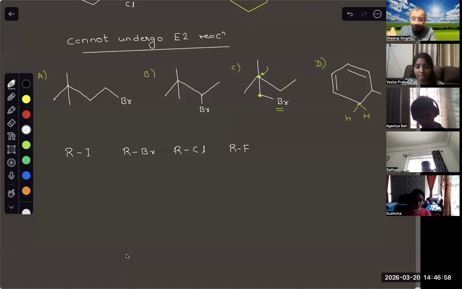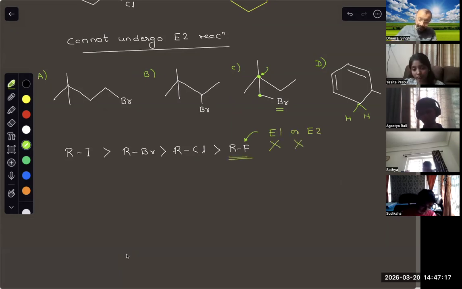Obviously, the leaving group should leave easily. In fact, the carbon to fluorine bond is very strong, so it doesn't fall under E1 or E2. With RF, it is a different thing altogether. Okay, but the rate is slow, so that is why we can include it. Clear? I hope it is clear.